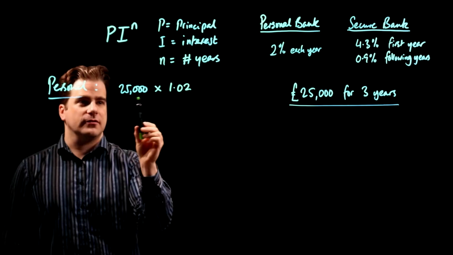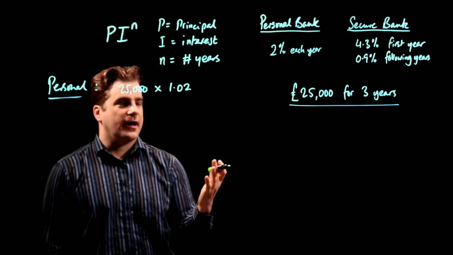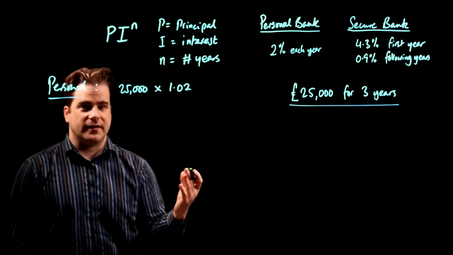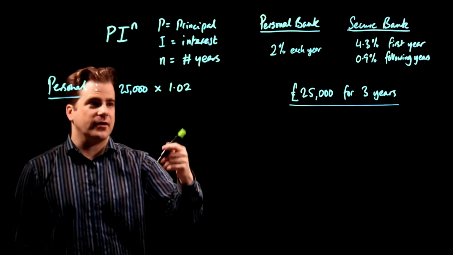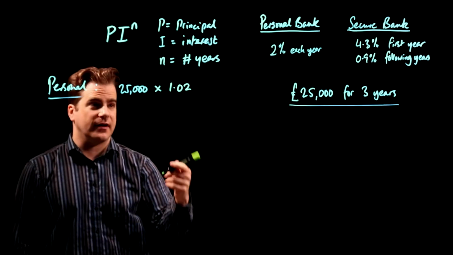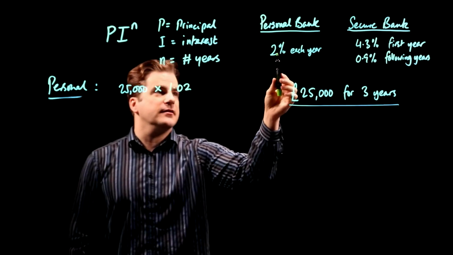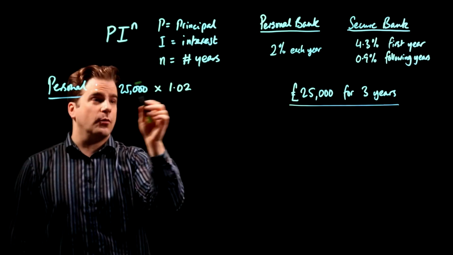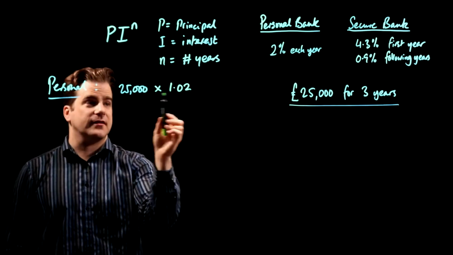Because if you multiply by 0.02, the actual amount expressed as a decimal, you'll get 2% of 25,000, and that will tell you how much interest you get. But you've also got the original amount there. You're getting interest plus the original 25,000, so that's why you have to add 1. The number you get after 1 year should be bigger than 25,000.